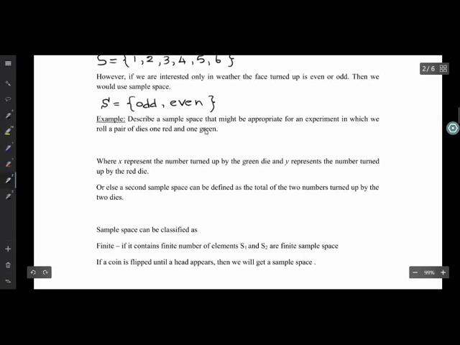Now describe a sample space that might be appropriate for an experiment in which we roll a pair of dice, one red and one green. How do we write the sample space of this experiment? We can denote the sample space as a pair X and Y, where X is the outcome of the red die and Y is the outcome of the green die.